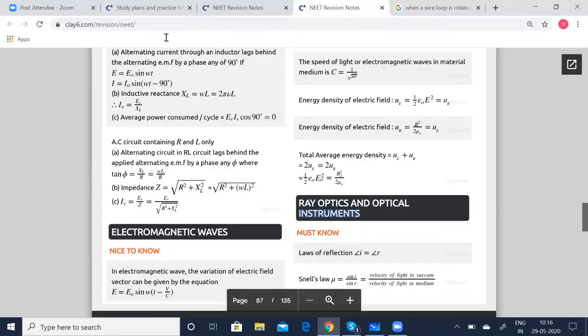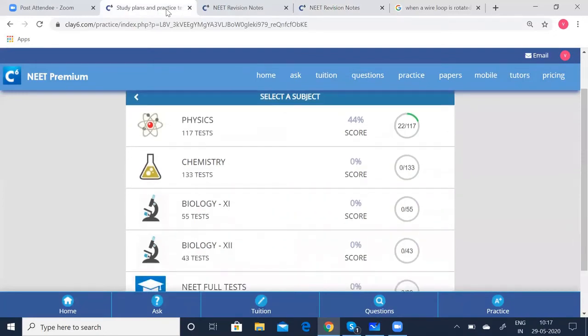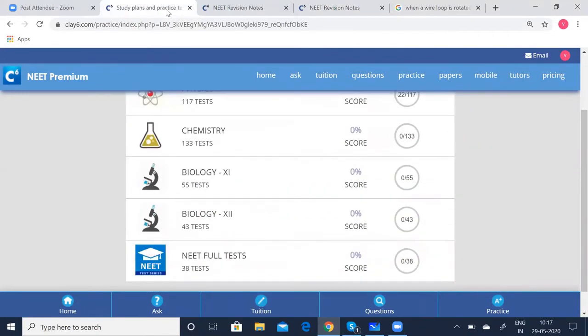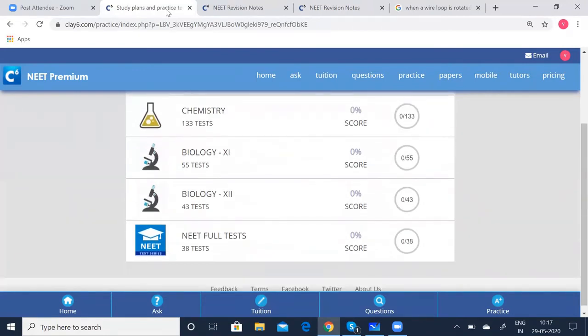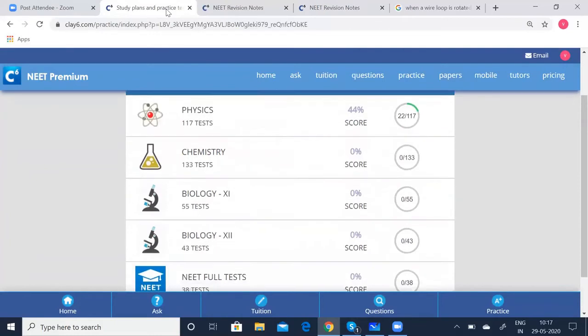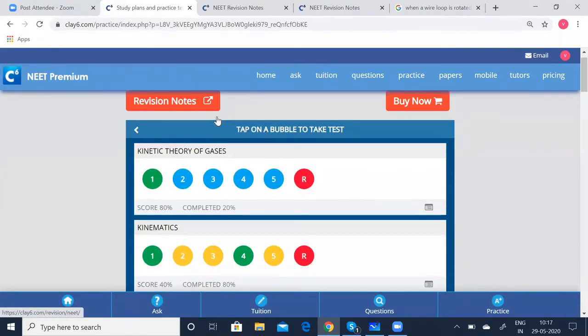Now quickly let us go to the test. So these are the different subject tests we have for physics, chemistry and biology, for class 11 and class 12. You have the NEET full tests also. So whichever subject you want to choose, you can choose. Now we are choosing physics. You have the chapter wise tests here.